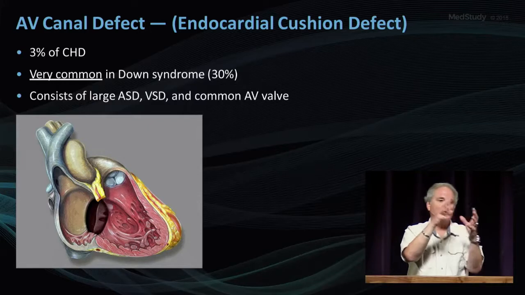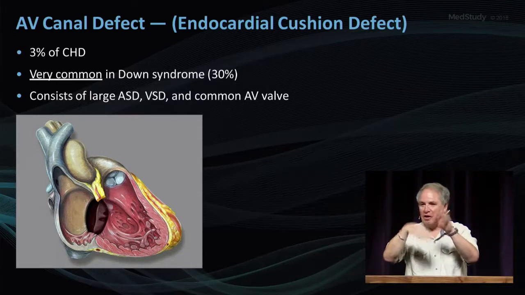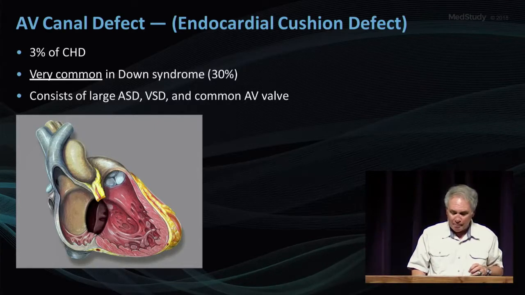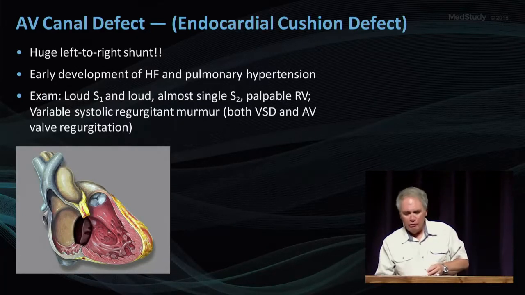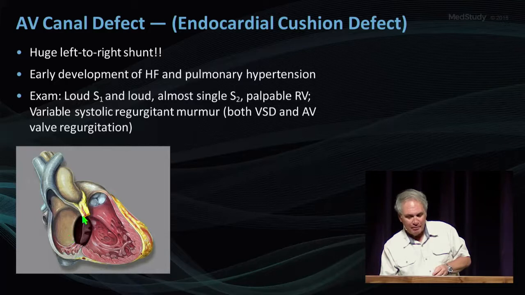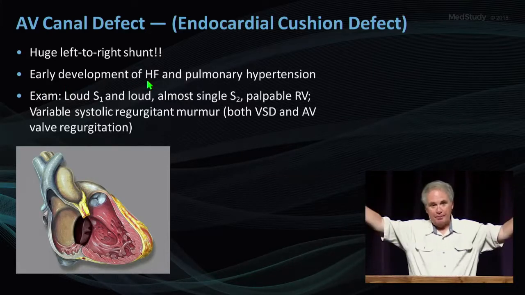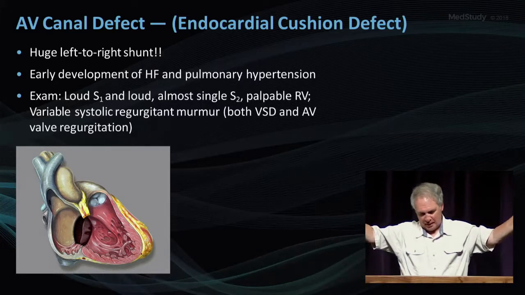So instead of a nice mitral and tricuspid valve, you have these 5 leaflets trying to behave and act like a normal mitral and tricuspid valve, and there's often AV valve insufficiency. Because of this huge hole in the heart, everybody see it? There is a huge left to right shunt. So these kids are at risk for early development of heart failure and irreversible pulmonary vascular disease, okay?